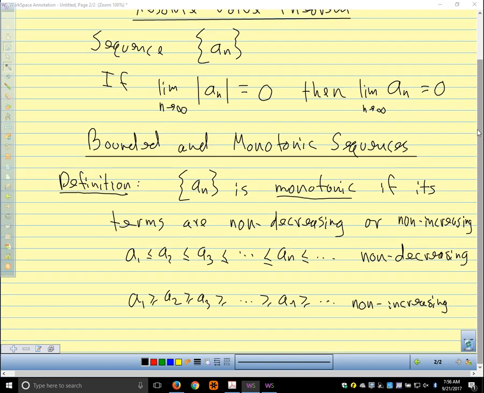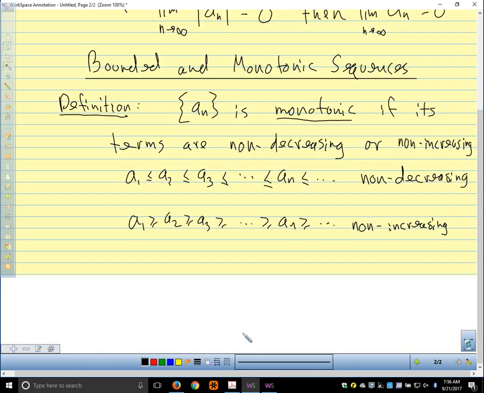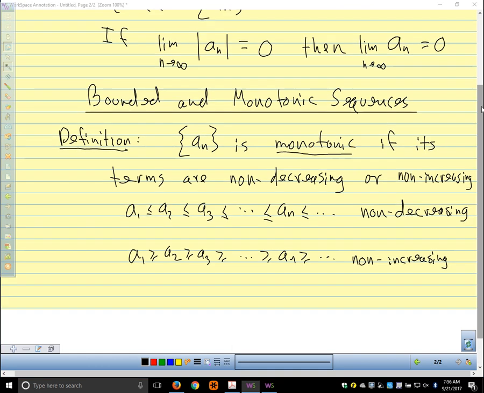So that's what we mean by monotonic. So they either always go down, always go up, or they can stay constant. But they never go the other direction. So that's why we call it monotonic. They always do the same thing. All right, so we good with that idea?